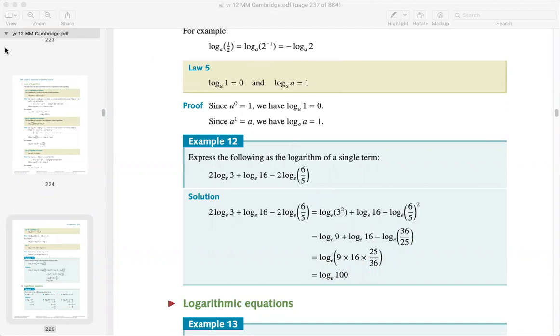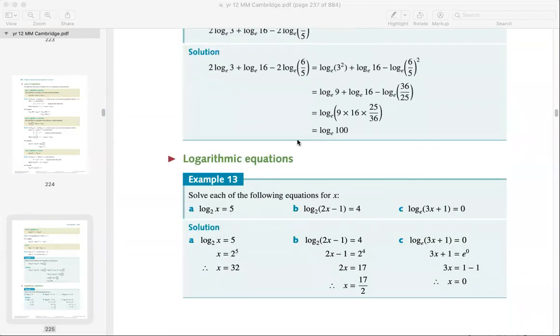Okay. The next one is logarithm equations. So this is essentially the steps this book skipped, the formula I told you guys to use. It means a to the power of log_a x will be x.